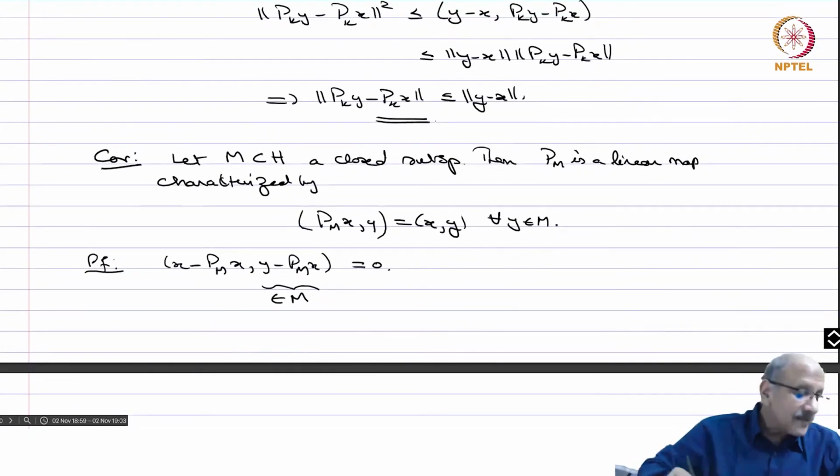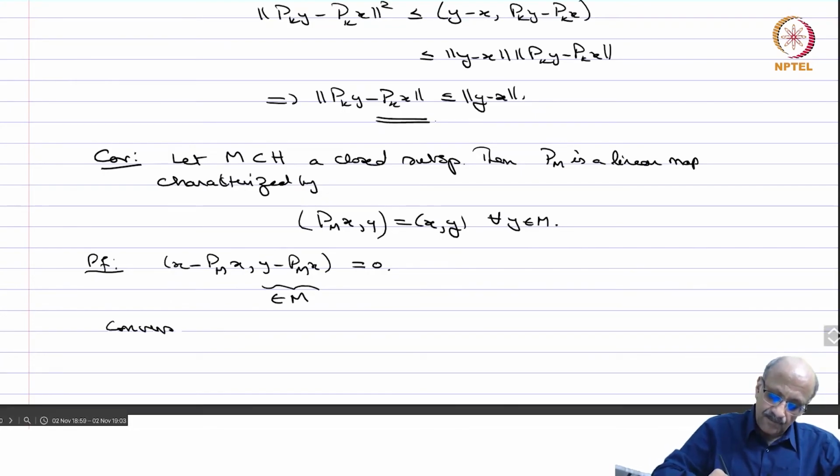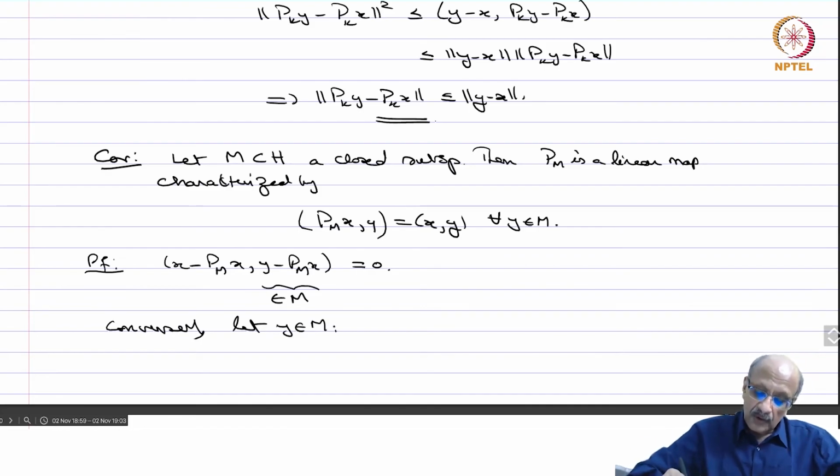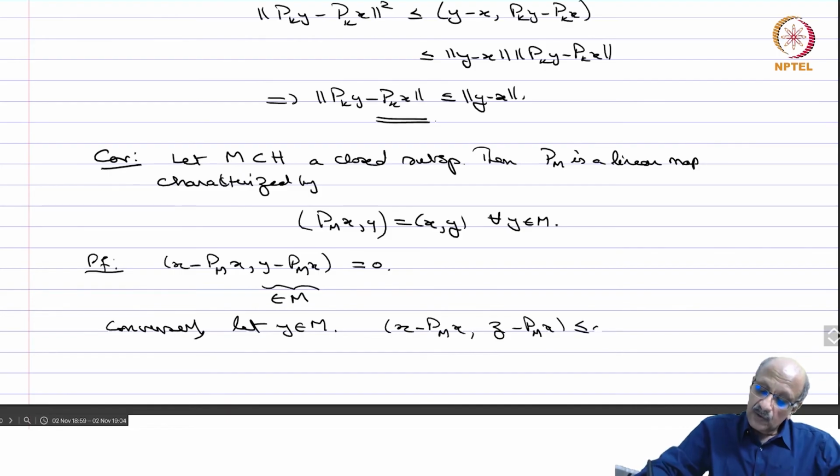On the other hand, conversely, let y belong to M. Okay, so then we have to show that P_M satisfies this particular thing. So let me, what do we have? We have ⟨x − P_M x, z − P_M x⟩ less than or equal to 0 for all z in M. This is given to us.